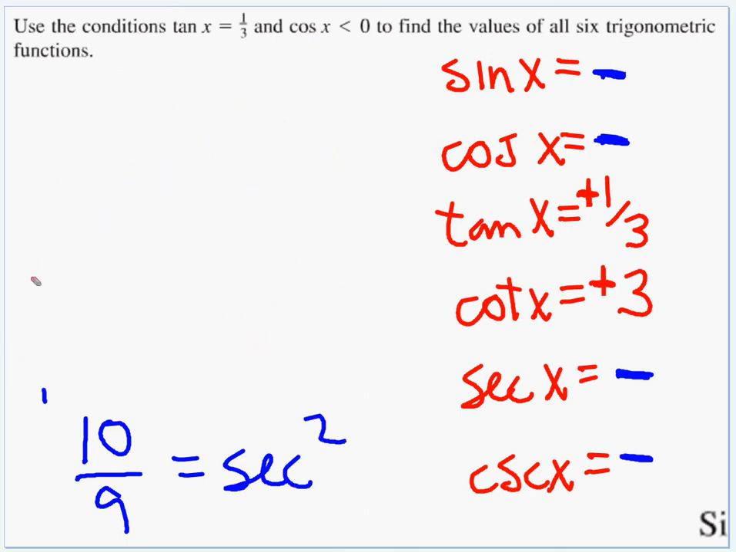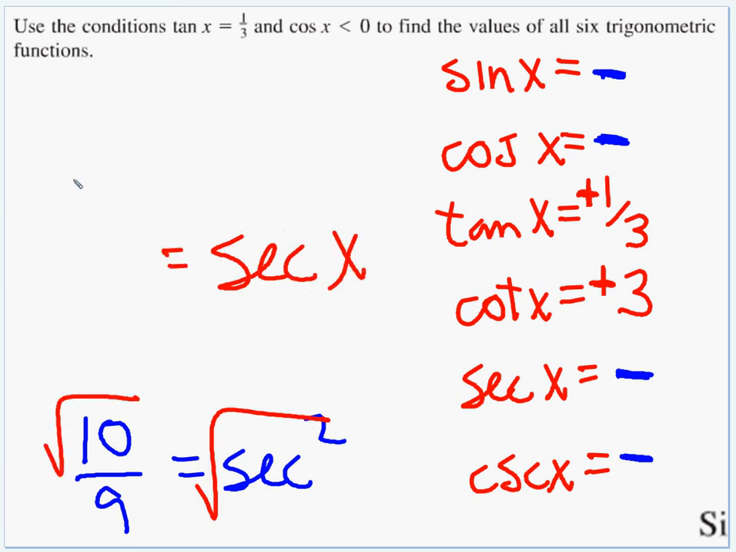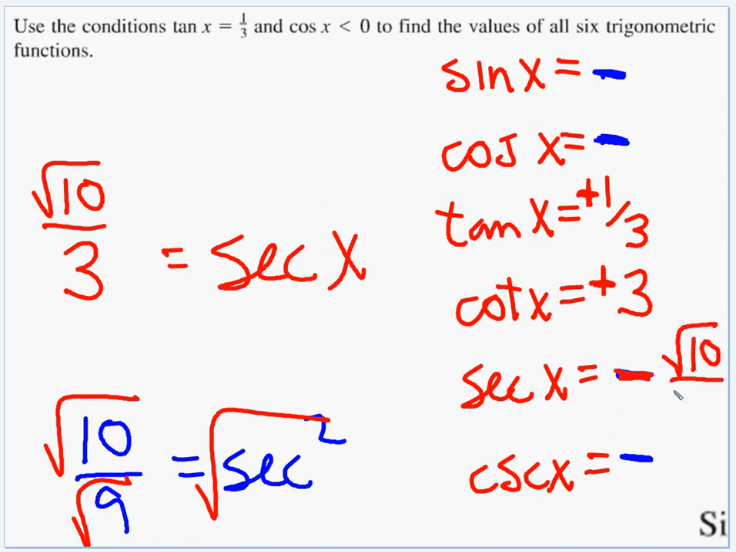And then, of course, to get the secant down to just first power, we are going to root both sides. We'll root here, so that is secant of x. And I will do my numerator separately, root of 10. And then my denominator, root of 9, well, that's just a 3. So secant is root of 10 over 3. And down here, we know it's negative. We already put the negative sign there. Root of 10 over 3.